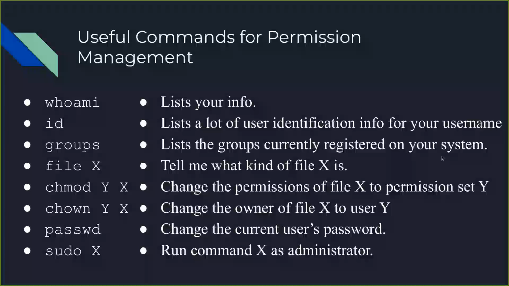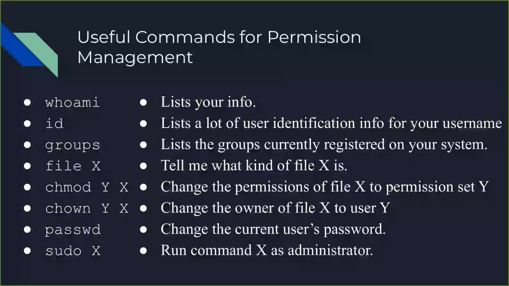So basically, to summarize, there's a whole bunch of useful commands for permission management. If you want, you can use the whoami command to remind yourself of what your username is. You can type the id command, which will give you a lot more user identification info with your username. It won't list your password, but it will list where your home directory is and various other things. You can type the groups command to list the groups that are currently registered on your system. That'll basically tell you what groups are available.